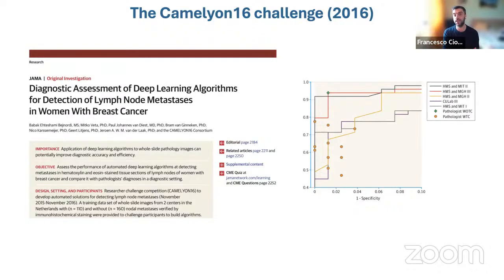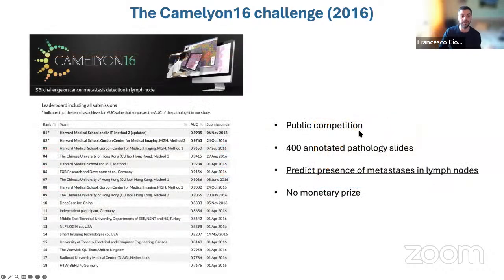And if you remember the example that I mentioned before about the first case where we show that AI can outperform pathologists on the detection of breast cancer metastases in sentinel lymph nodes, that was the result of a grand challenge that was called the Camelyon16 Challenge that we held in 2016. And the solutions that you saw in these ROC curves actually come from a leaderboard of methods that we didn't develop in our group. The winning method was developed at Harvard, but then you see we had participants from all around the world: China, Germany, etc., both industry and academia.